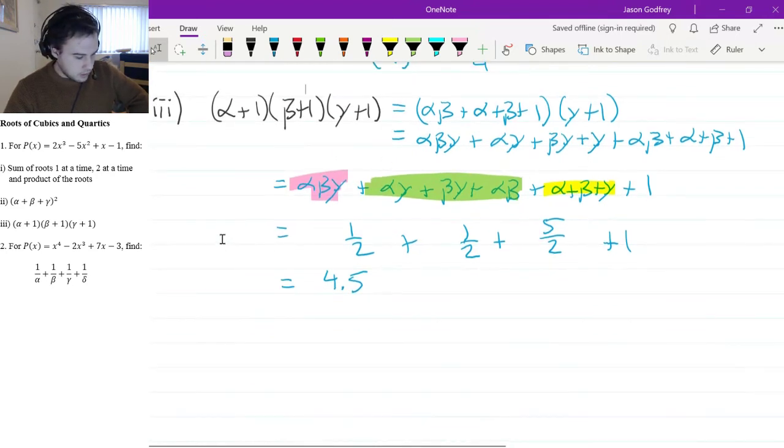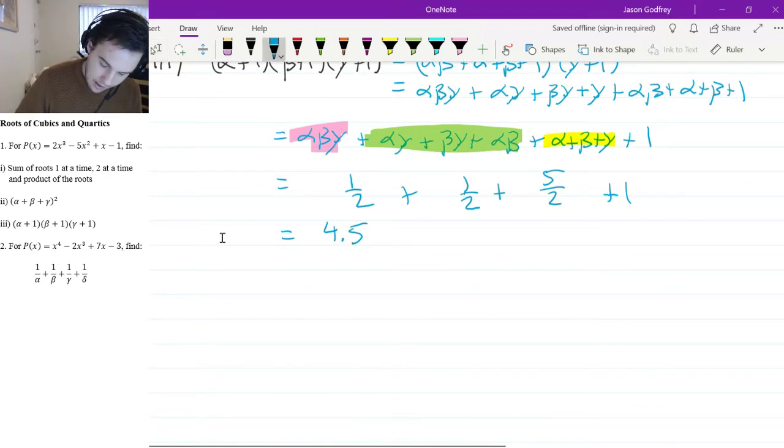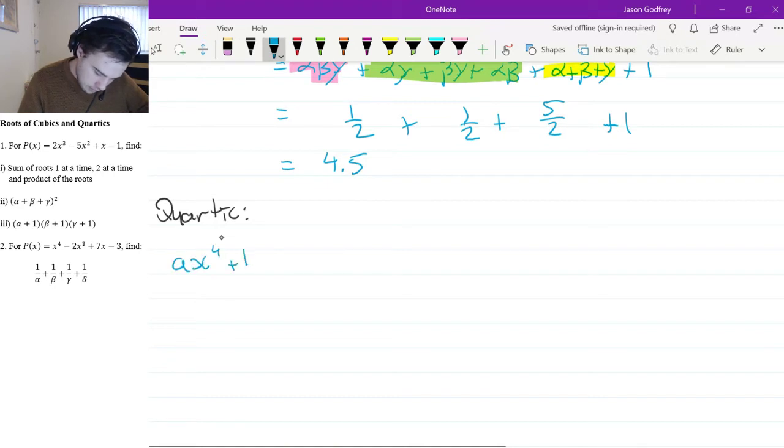Okay, so that's for cubics, so now we're going to look at quartic, which is an x to the power of 4 function. So where's my notes? Okay, so here again we'll start. We've got x to the 4, so just going down the powers, plus cx squared.